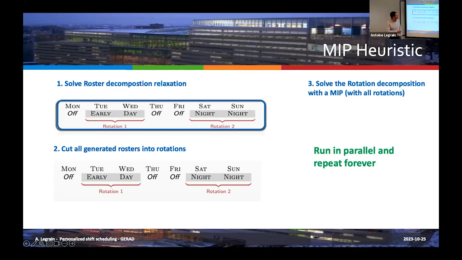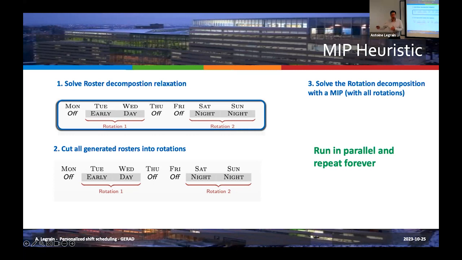So the idea is you take the LP solution you have with all the rotations and all the rosters, and you cut the roster into rotations. So you get a big set of rotations. You add them all in the MIP and you solve the MIP and you get an integer solution. What's nice is it can be done in parallel.